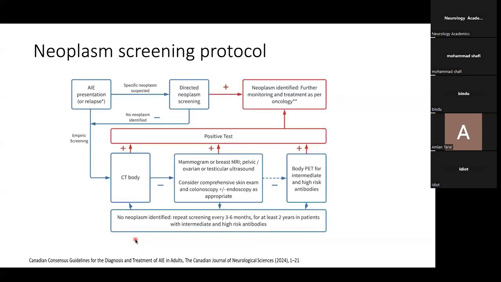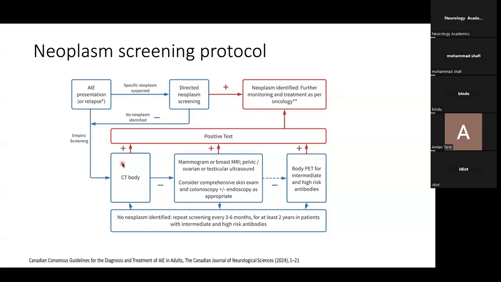Suppose one patient's diagnosis is NMDA encephalitis, with antibody positive. We basically know that it is associated with ovarian teratoma. So in that case, suspecting ovarian teratoma, we go for ultrasound of the abdomen, directed neoplasm screening. If the ovarian teratoma is positive, the neoplasm is identified, and further monitoring and treatment are done as per oncology guideline. Suppose the directed screening is negative.